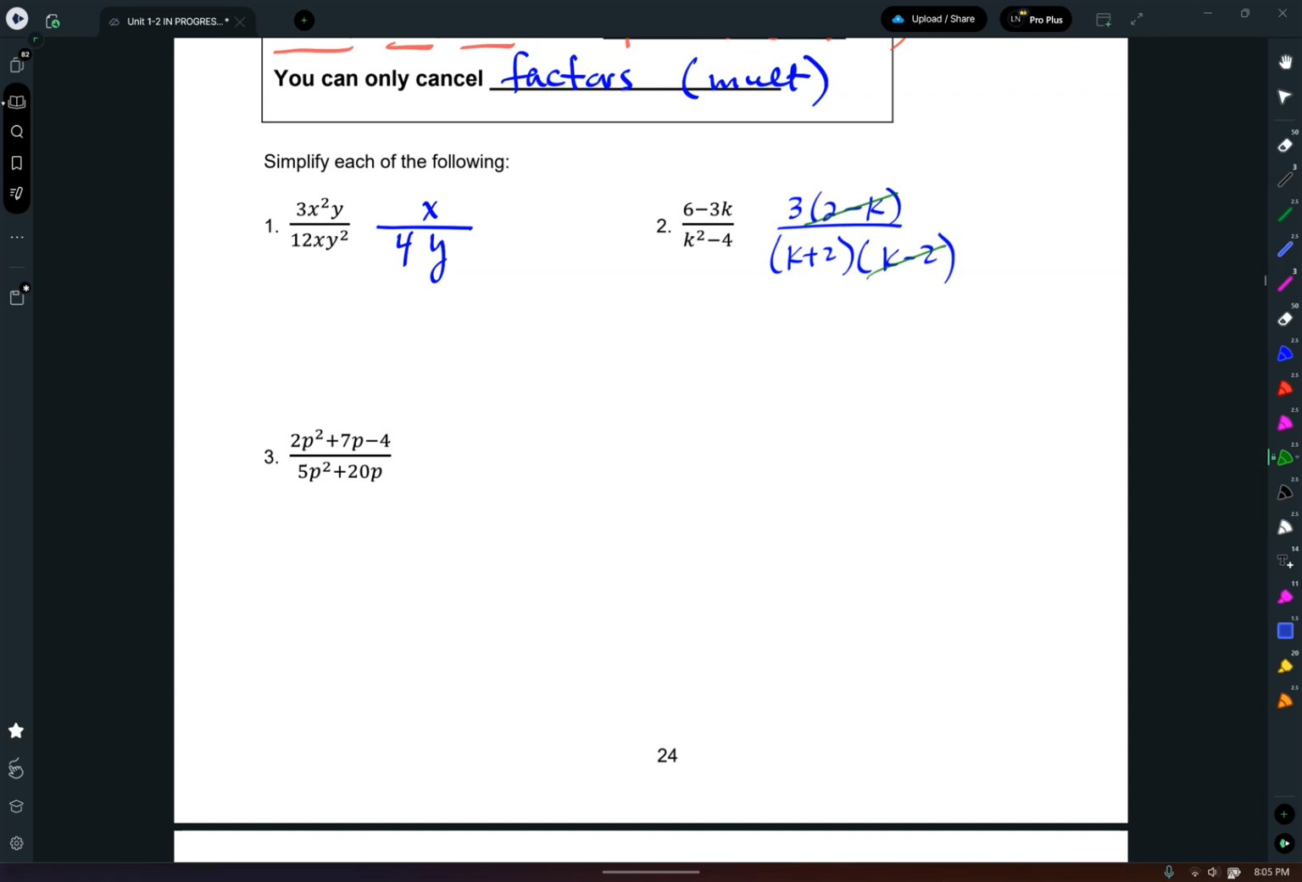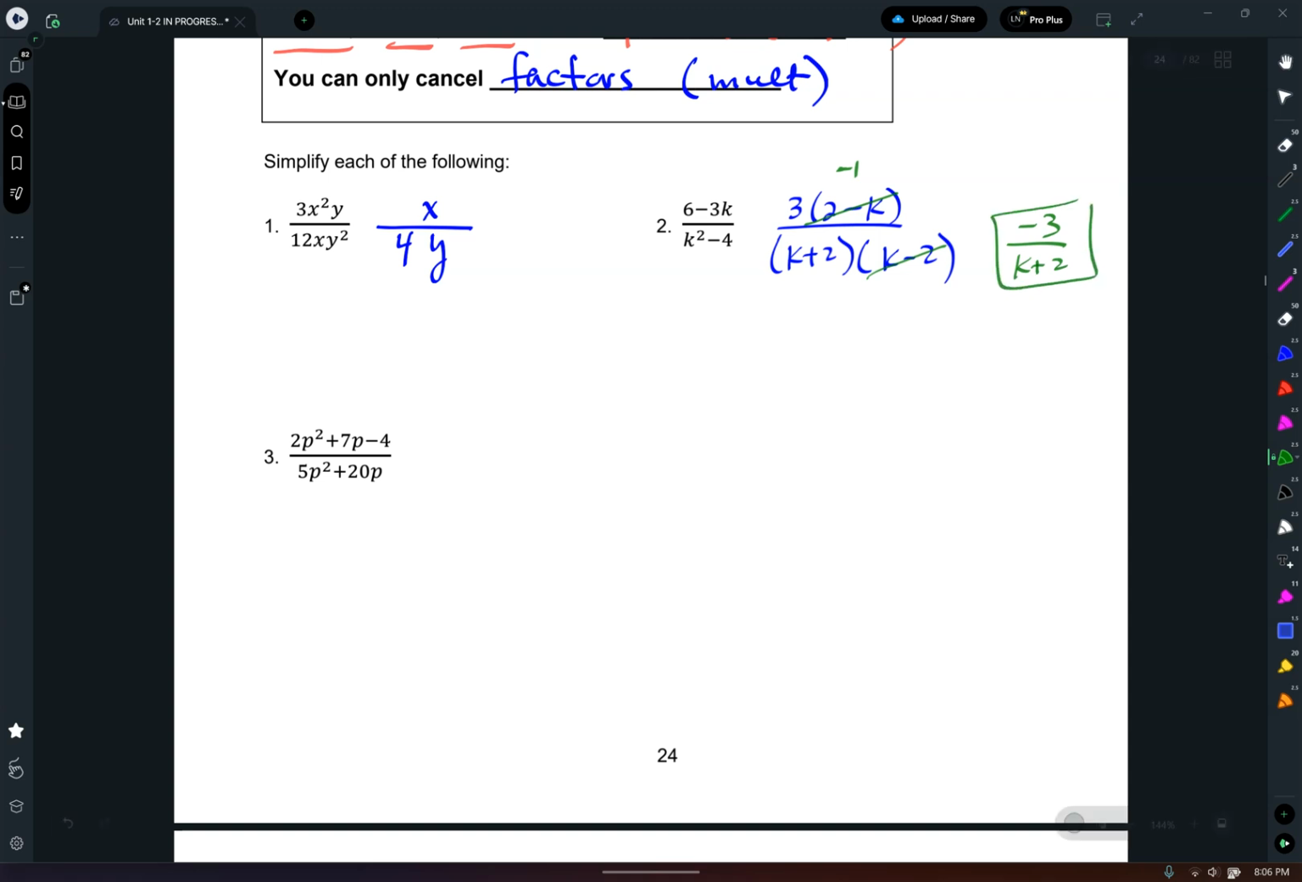Is 2 minus 5 the same as 5 minus 2? Well, they both equal 3, but one's positive, one's negative. So they're the same number, but they're just negative of each other. So it is okay to cancel as long as you leave a negative 1 in place of one of them. So what I actually have on top is 3 times negative 1, which is negative 3. And in the bottom, all I have is k plus 2.